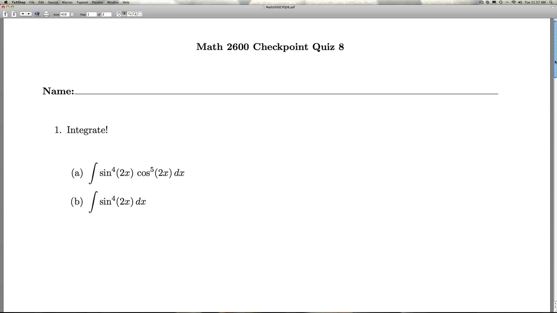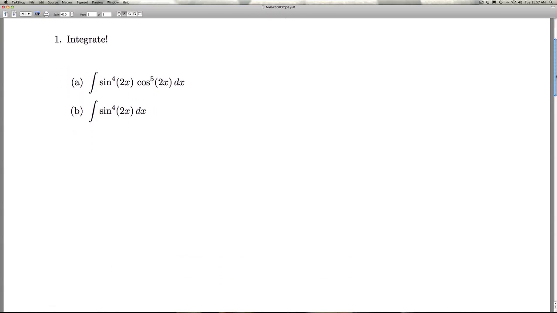Hi folks, this is Calc 2, Checkpoint Quiz 8. We're given some trigonometric integrals to deal with today. Here we have sine to the fourth 2x, cosine to the fifth 2x dx.